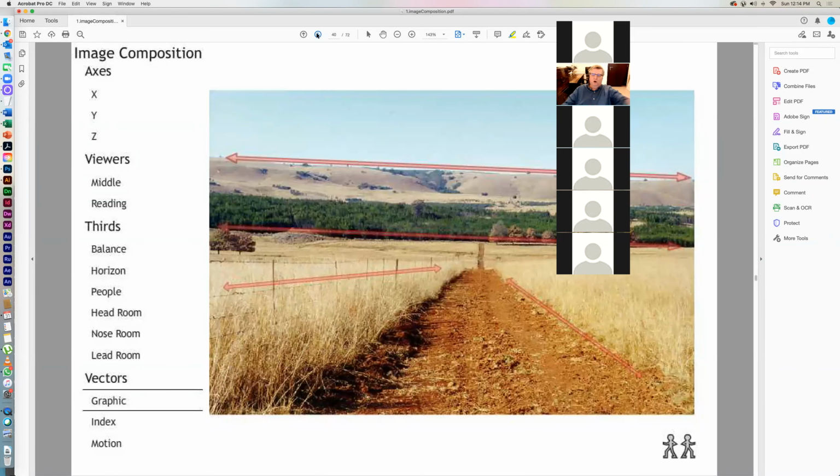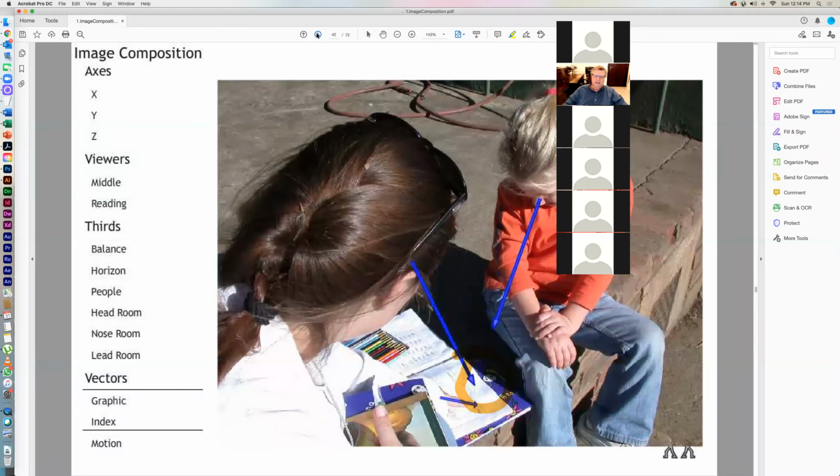So here's just a whole bunch of them. These are lines that draw us into the image and cut the image and those sorts of things. Now here we're looking at index vectors, and it's their eyes that tell us where to look. Cecilia's eyes, Rochelle's eyes, and even Rochelle's finger right here. They are pointing exactly where we should be looking because they're all looking at the same place. So we start up here and we end up down there in the image.